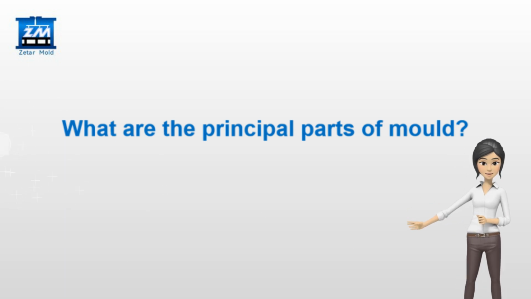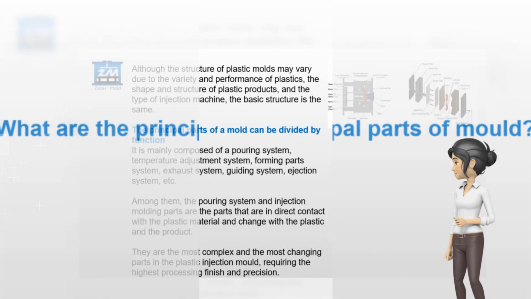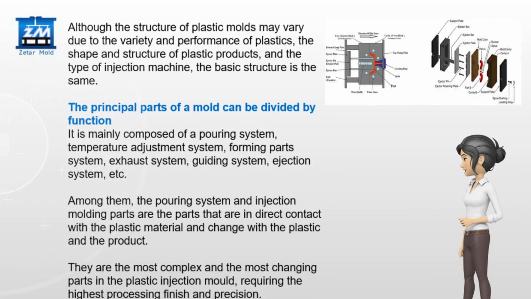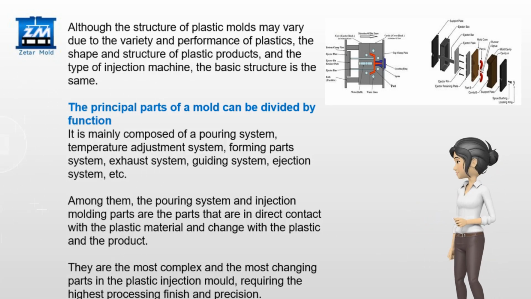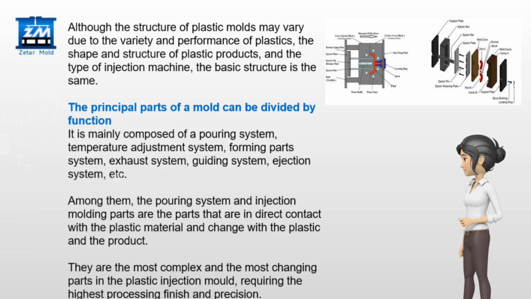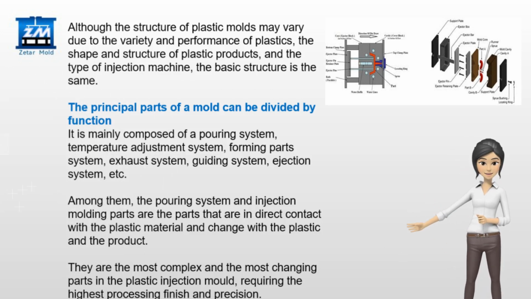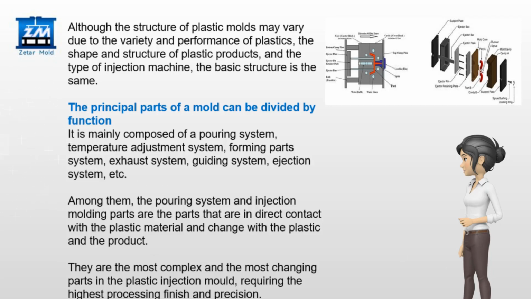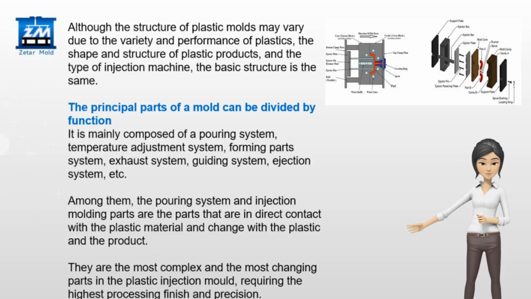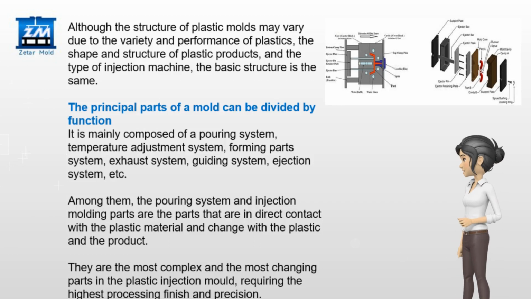What are the principal parts of a mold? Although the structure of plastic molds may vary due to the variety and performance of plastics, the shape and structure of plastic products, and the type of injection machine, the basic structure is the same. The principal parts of a mold can be divided by function.